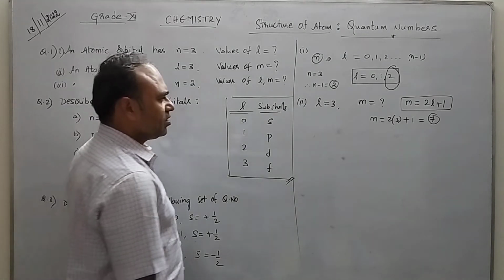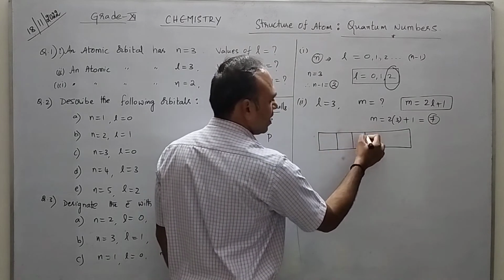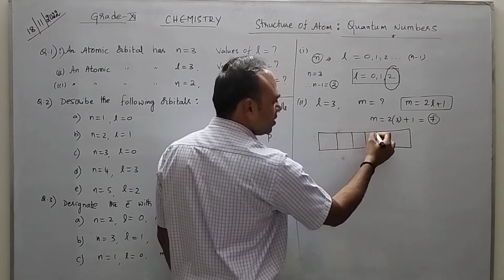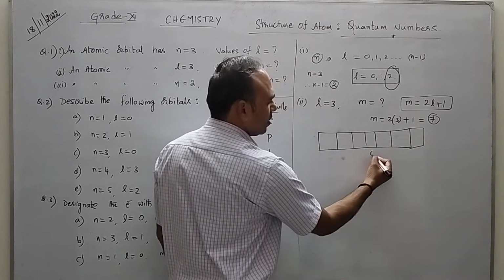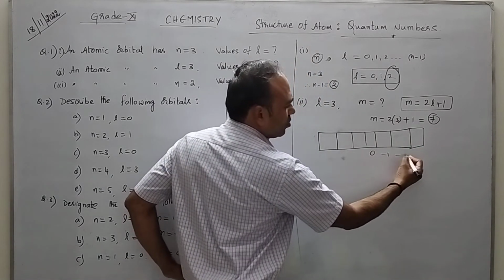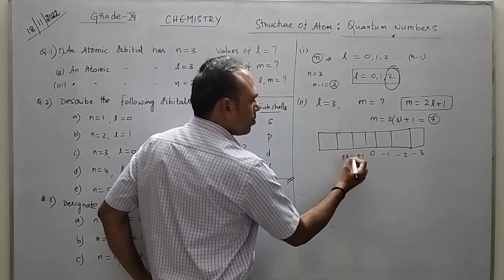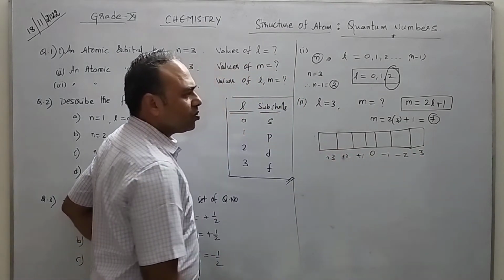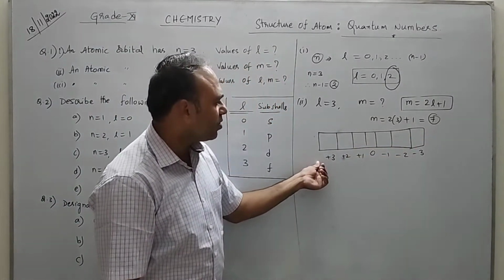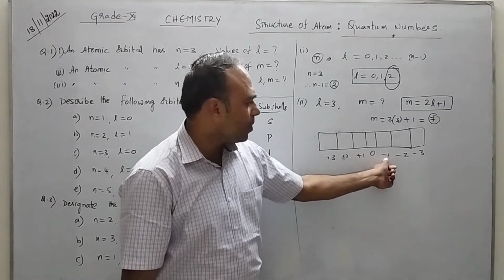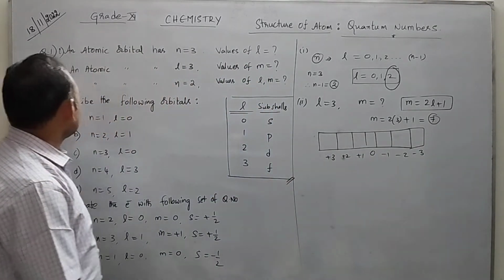Now what are those actually? If you draw the box diagrams, we have 1, 2, 3, 4, 5, 6 and 7. At the center you have 0, then minus 1, minus 2, minus 3 on one side and plus 1, plus 2 and plus 3 on the other. So the number of orbitals is 7 and the values of m are nothing but 0, minus 1, minus 2, minus 3, plus 1, plus 2 and plus 3. Now the third question.